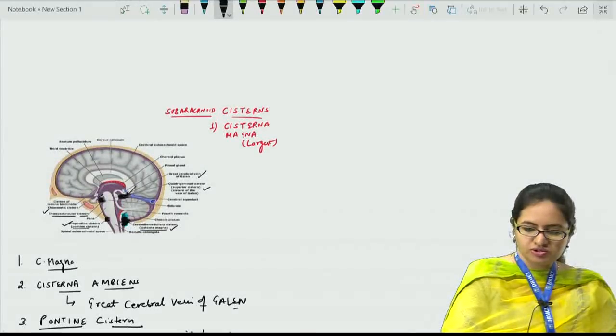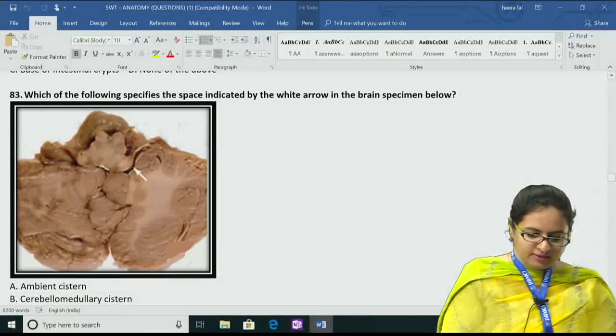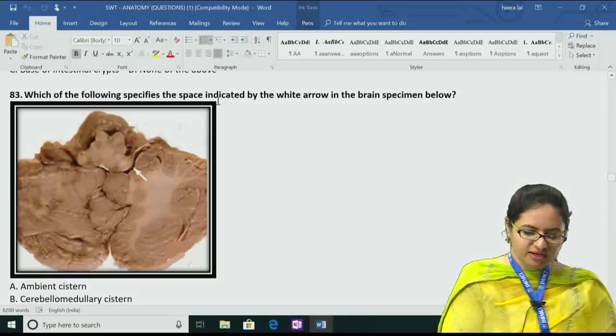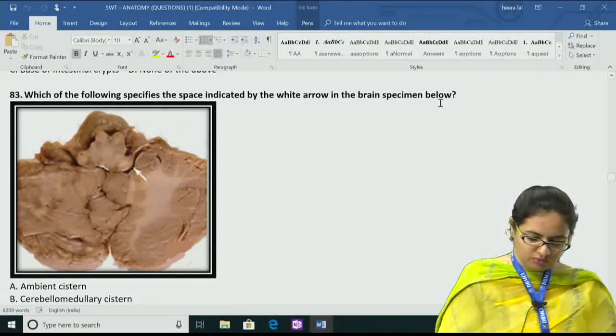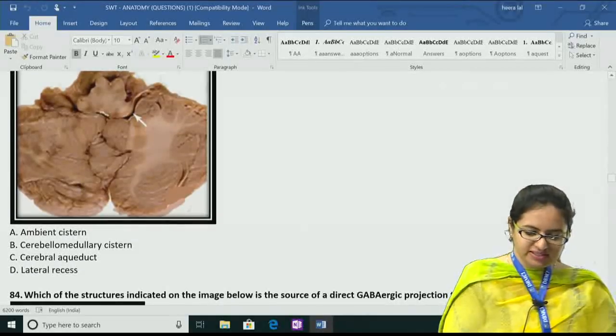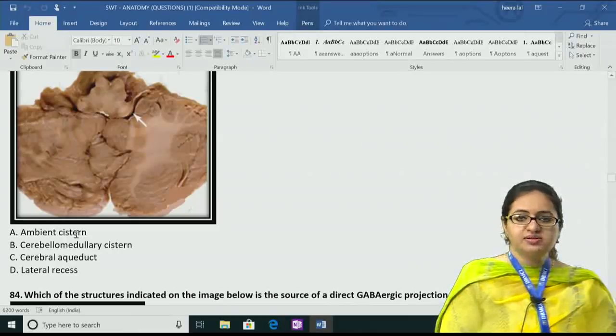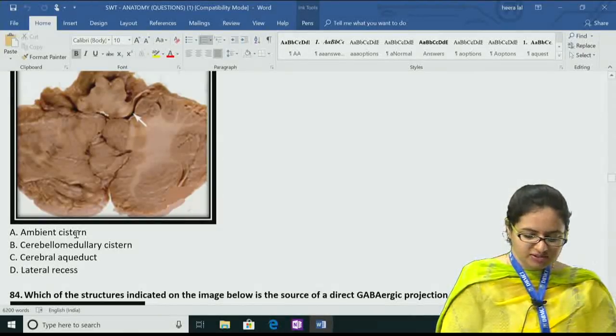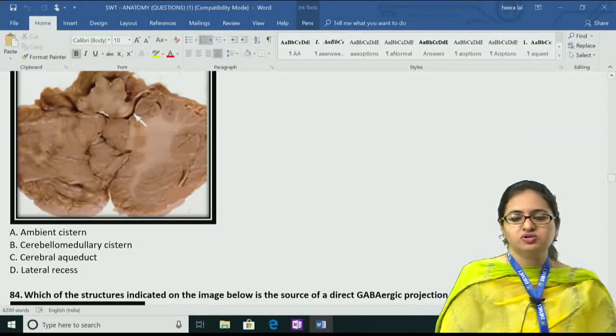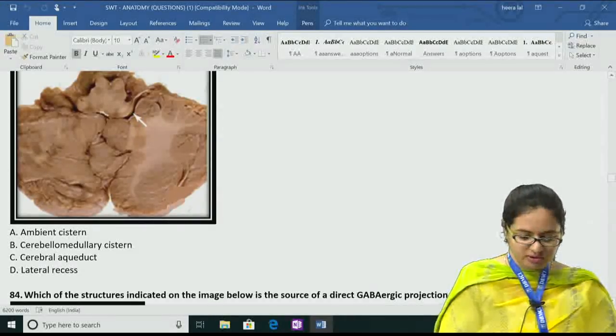So if we go back to the question, it says that we have to identify this white arrow in the brain specimen below. And as we have already discussed, this is the lateral recess of the fourth ventricle. And if you see the options, option A is cisterna ambiens, which we have just mentioned. Cerebellomedullary cistern is also known as cisterna magna, which we have already mentioned.